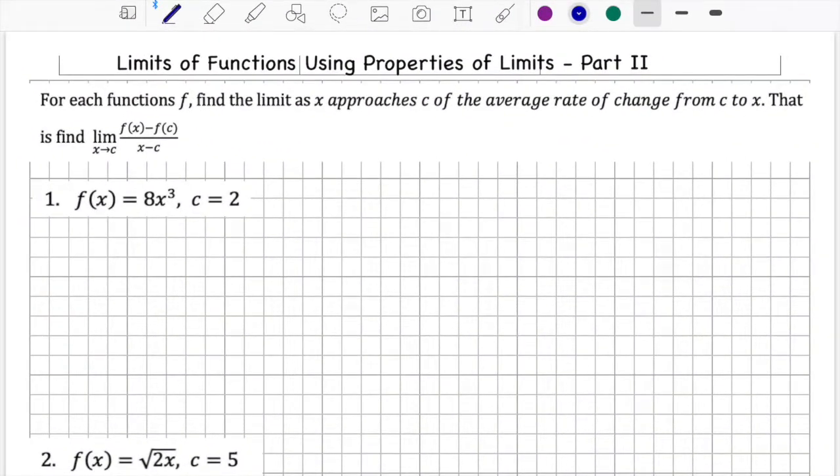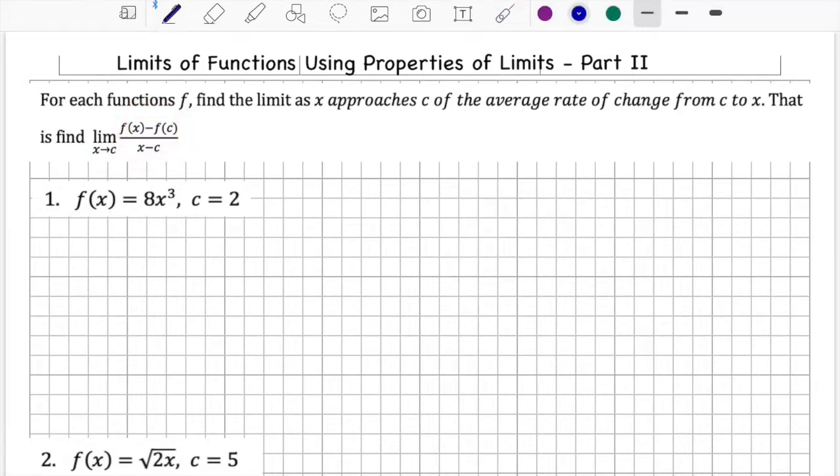Okay, so today we're going to do a second part of limits of functions using properties of limits. So let's get started. For each function f, find the limit as x approaches c of the average rate of change from c to x. That is, find the limit as x approaches c of the average rate of change.